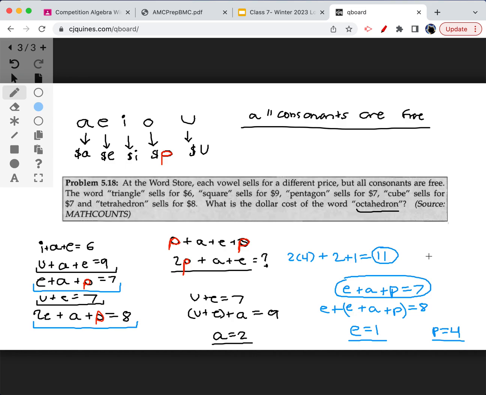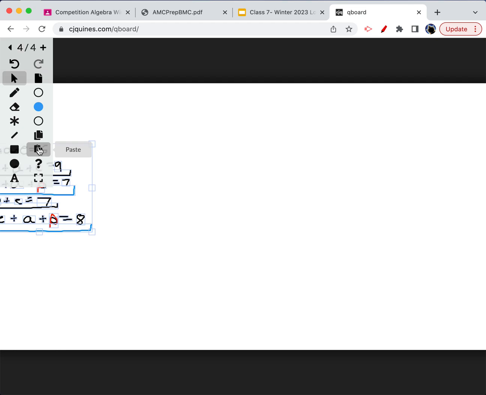So this would probably be the easiest way to do it, but sometimes it can be hard to notice these things. So I'll be going over another method with just plain substitution.